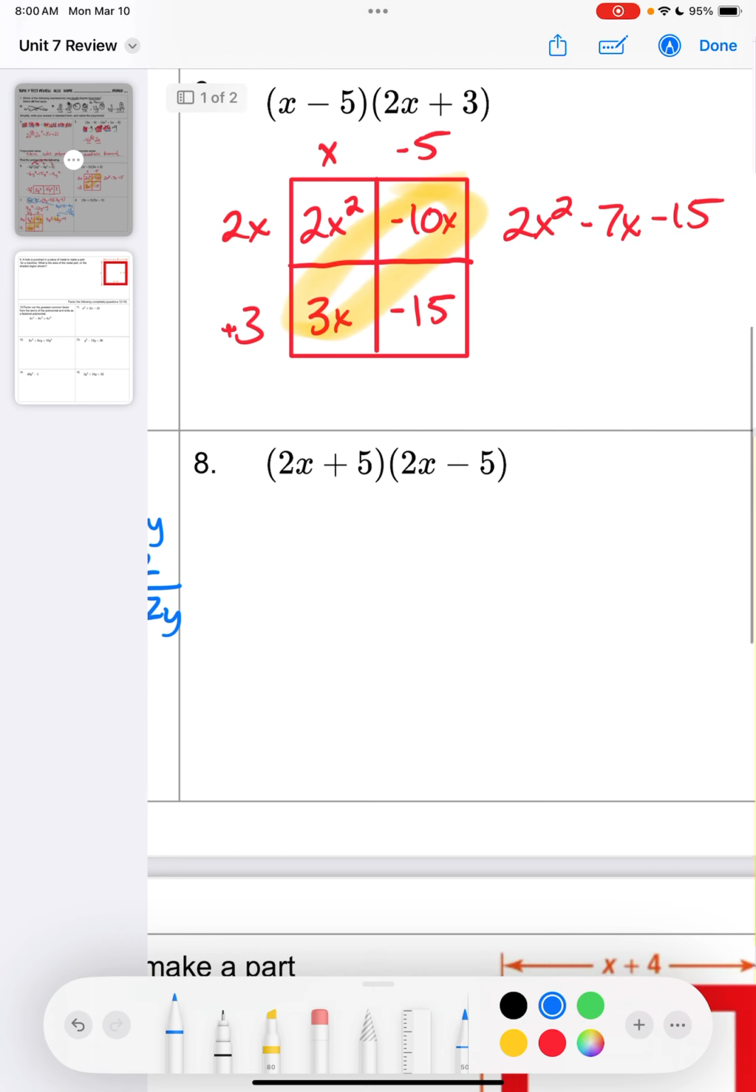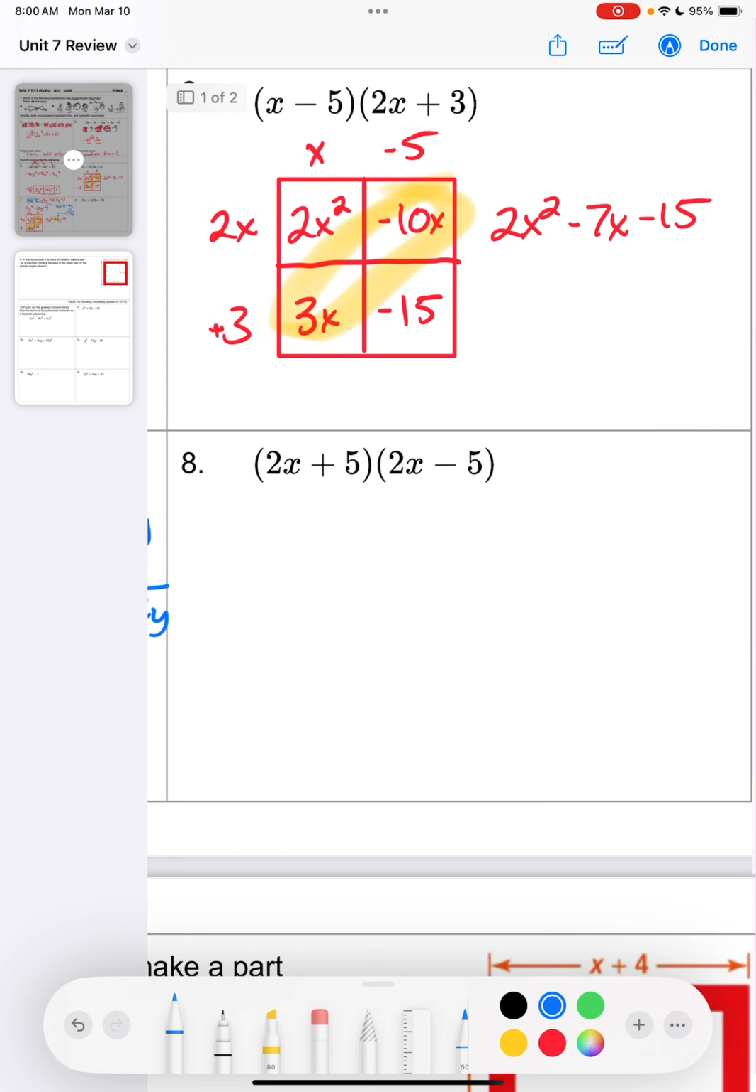Number 8 is another special case. You can see they're exactly the same except opposite signs. It's going to be 4x squared minus 25 when we're all said and done. And I know that because I'm going to square the 2x. That's 4x squared. And I'm going to take 5 times -5, which is -25. And what we're going to see when we put the box together is that the middle terms will cancel out.